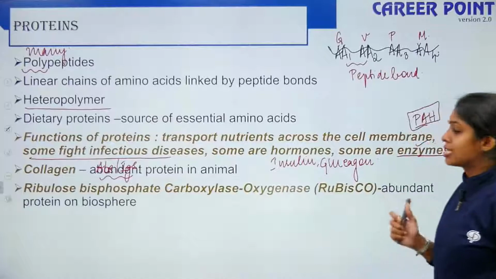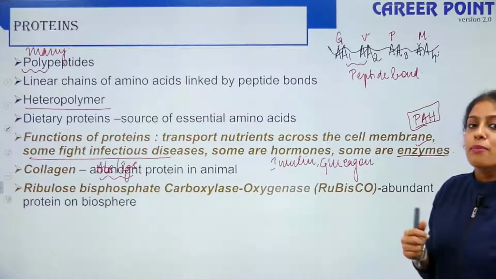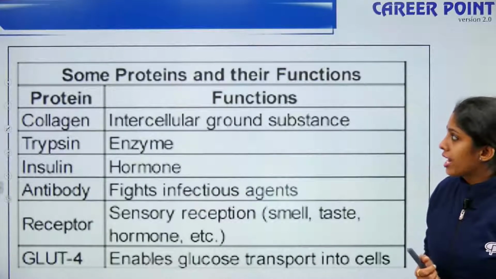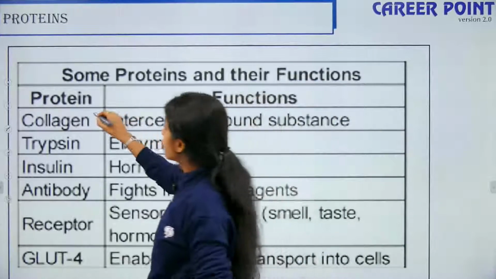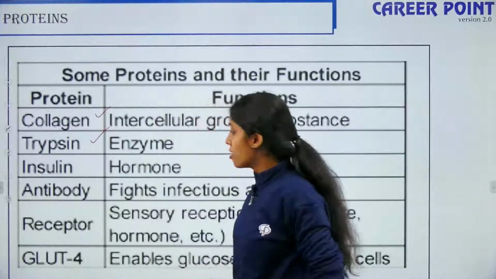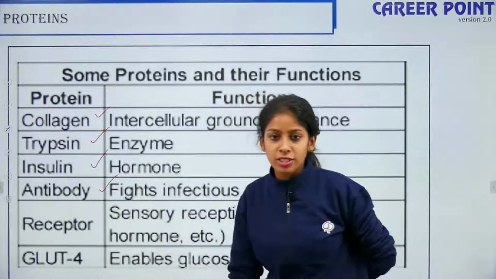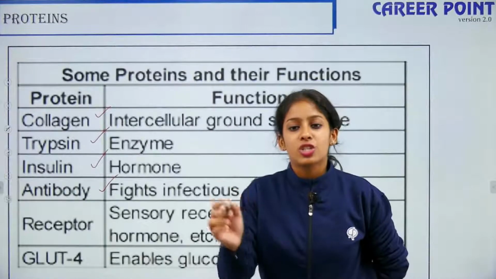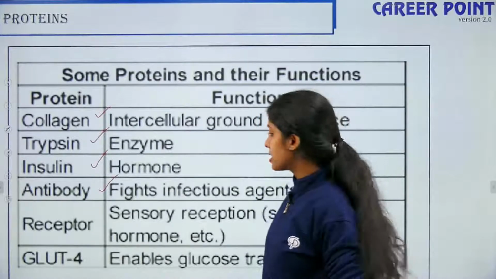And rubisco is the most abundant protein in plants. Why? Because it can bind to both oxygen as well as carbon dioxide, right? So some important proteins: you have collagen, you have trypsin which acts as an enzyme, insulin which is a hormone, antibody which fights infection. Ribozyme is not a proteinaceous enzyme because that is RNA which acts as a catalyst. Yes, you're perfectly right, Prince.